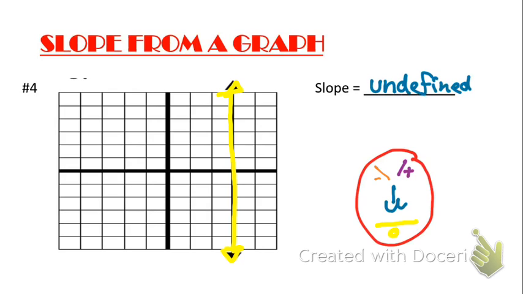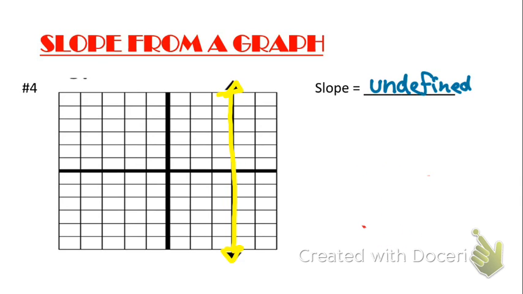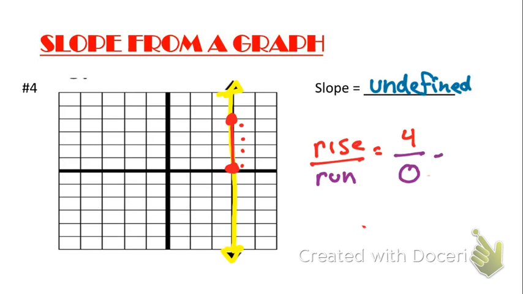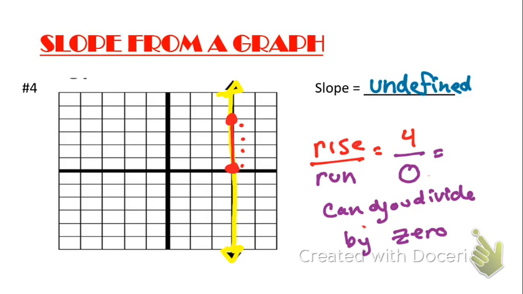Now let's talk about why the slope is undefined. All right, so let's talk about rise. Let's pick 2 points. Let's pick this point and this point. As you can see, it rises 1, 2, 3, 4 squares. So I'm going to put 4. But does it run? Does it go from left to right? It does not. So there is nothing. All right, now, can you divide by 0? And the answer is, of course not. Okay, so this gives us an undefined answer. All right, so that's how you find slope from a graph.